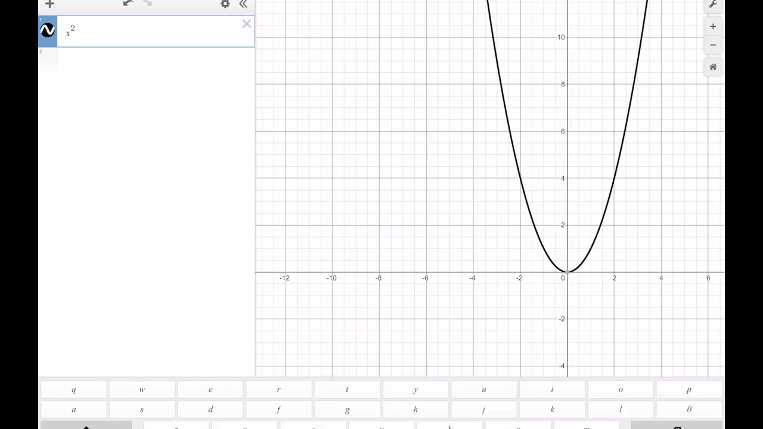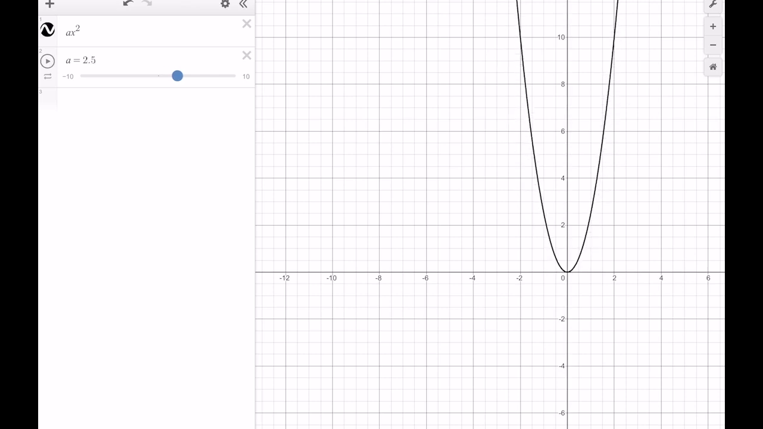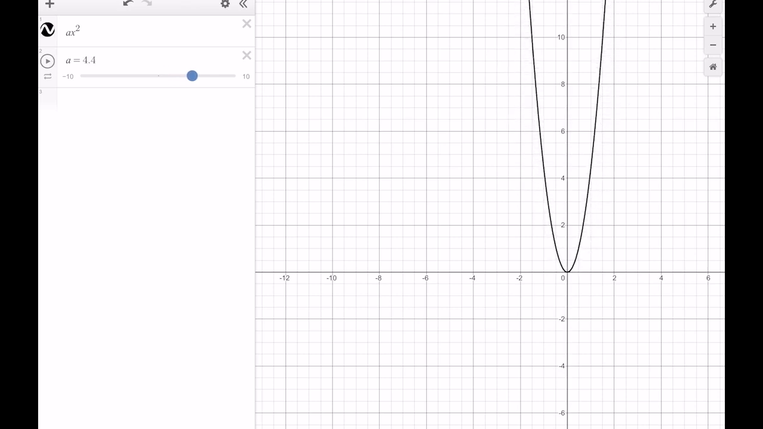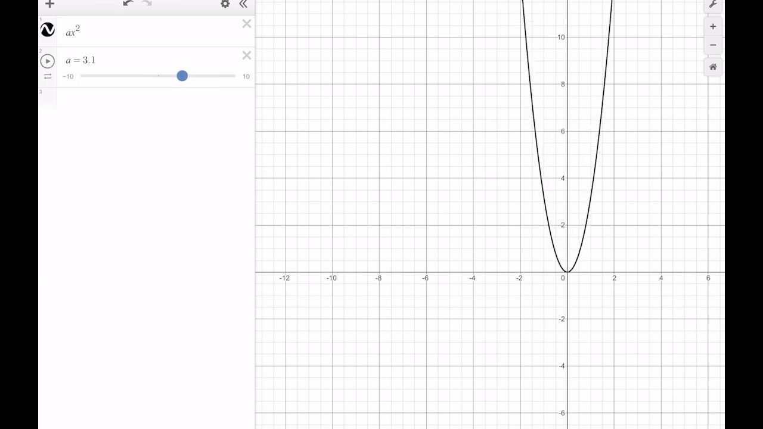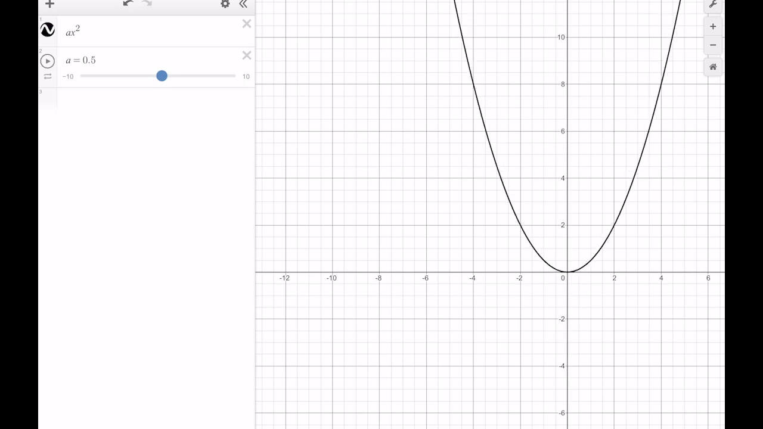and let me make this a slider. So as you can see, as a is increasing, the parabola is vertically stretched and becomes narrower. And as a is decreasing between 0 and 1, it becomes wider and it is vertically shrunk or compressed. A also controls whether the parabola is concave up, which is what this one is. And the vertex there, that middle point down at the bottom, is a minimum. It's down in a valley.